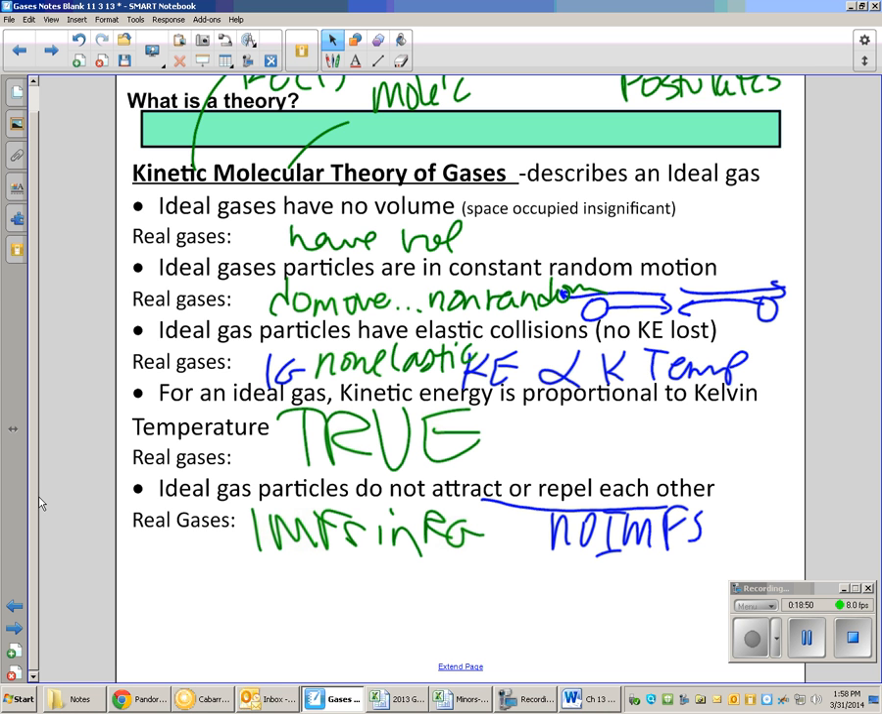So ideally, we have to assume those five characteristics are true because it really helps us with the next rule or law I'm going to show you here. It's called the ideal gas law. Guess what? It refers to ideal gases. Kind of makes sense. And I call this the KMT. So anytime you see KMT, it's not CMT, it's KMT. Kinetic molecular theory.